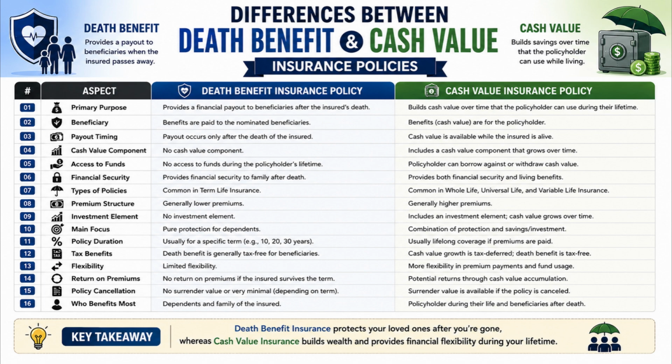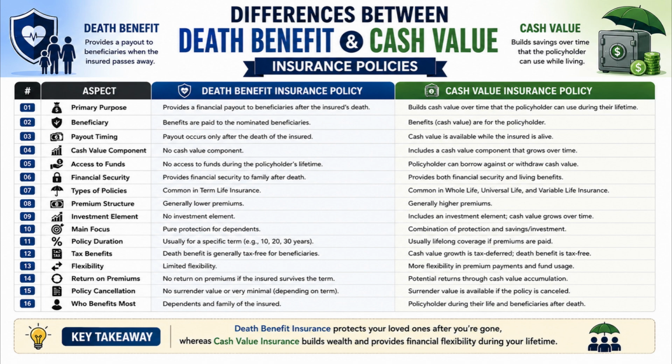Number 1. A death benefit insurance policy mainly provides financial support to beneficiaries after the insured person's death, whereas a cash value insurance policy builds savings that the policyholder can use during their lifetime. Number 2. In a death benefit policy, the payout goes to nominated beneficiaries. On the other hand, in a cash value policy, the accumulated value benefits the policyholder while alive.